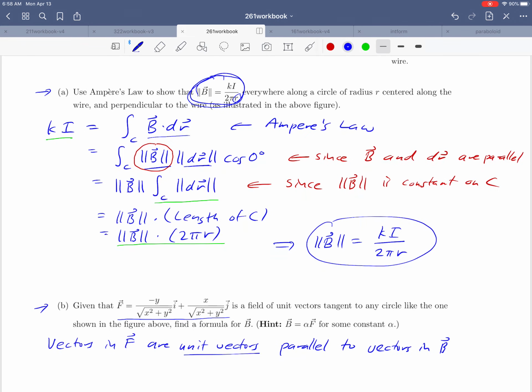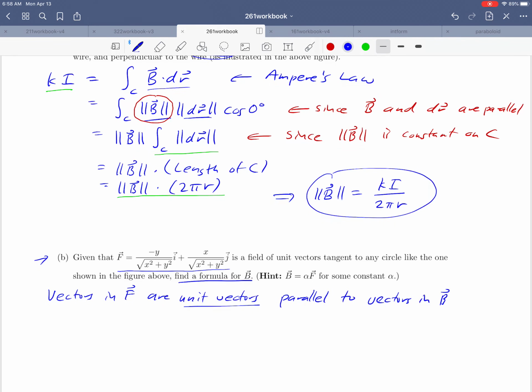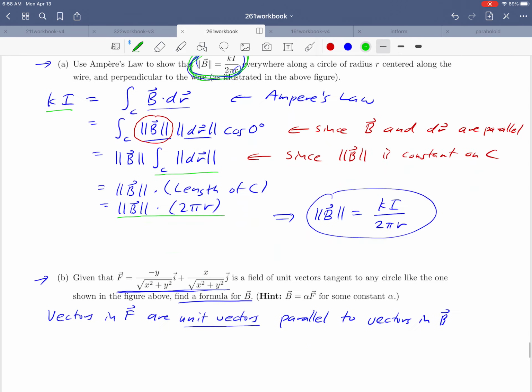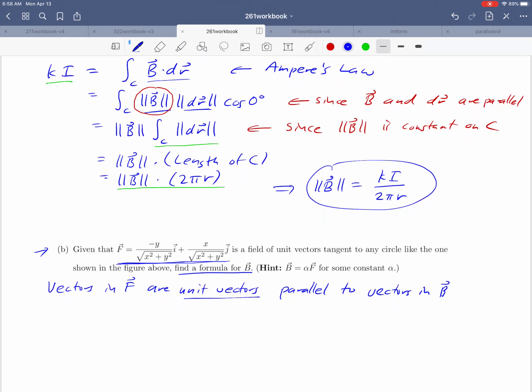Okay, so here's what we can do if we want to find a quick formula for the vector field B. We make the observation that F almost works because those vectors point in the same direction as B. We just need to adjust the length so that it matches the length of B. But in part A, we calculated the length of B. That was this formula right here that I'm circling again. So all we should need to do is take F and multiply it by the length from part A, and we should have a formula for the vector field B. In other words, B has to look like the magnitude that we calculated in part A times F.